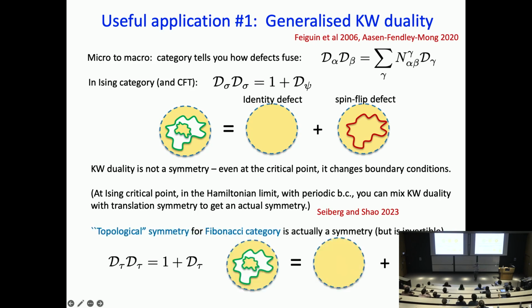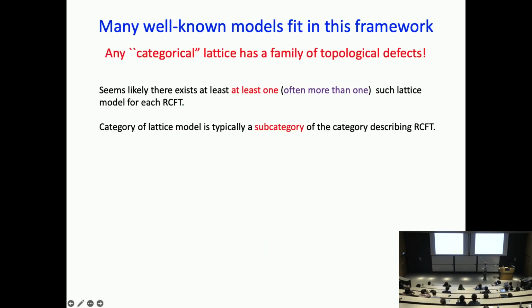So another example, another famous model, the one that I'll get to in a few minutes in more detail, is the Fibonacci model or the golden chain. Sorry, lots of names for that. This one has just one kind of defect, and when you fuse it with itself, you get either nothing or itself again. This is a canonical example of a non-invertible symmetry, I guess beyond Kramers-Wannier. However, it's invertible, so that's why I don't like the word non-invertible symmetry. In other words, this operator D tau has an inverse. So it is what it is, but that's why I like topological defects.